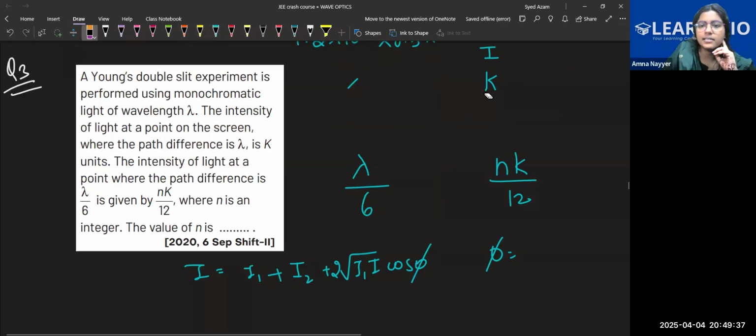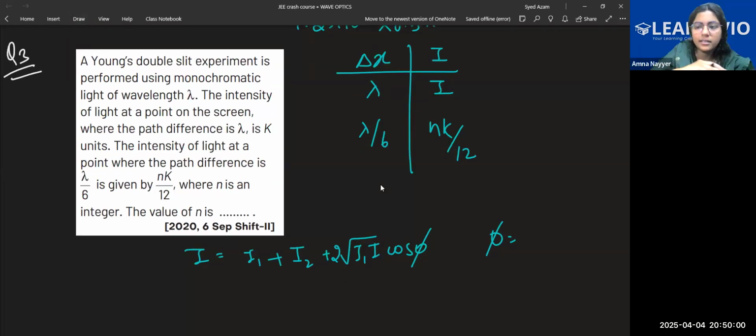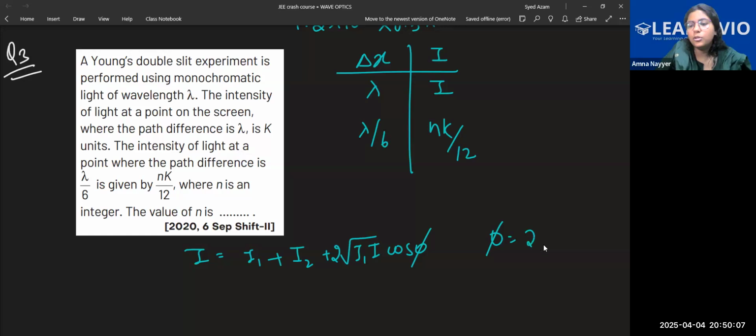This is delta x. Let me write it in a concise manner. See, the question says delta x is given and intensity is given. When it is lambda, this is I. When it is lambda by 6, it is nK by 12. You have to find out the value of n. Yes, Upasna, you tell me. Phase difference and delta x, how do we relate? Phase difference is 2 pi by lambda into path difference. Yes, correct. 2 pi by lambda into delta x.